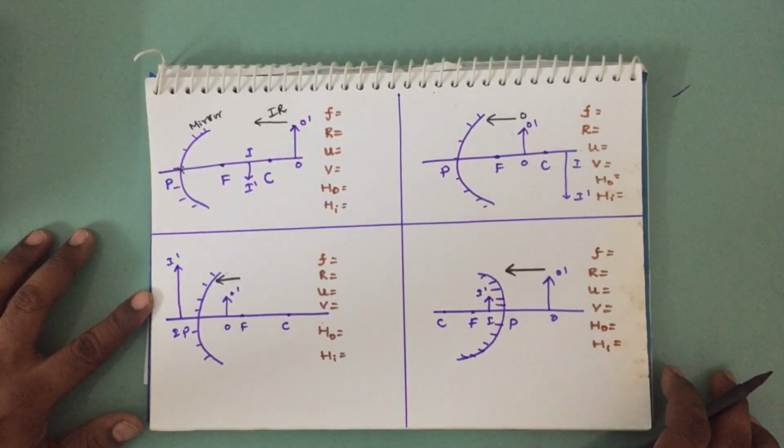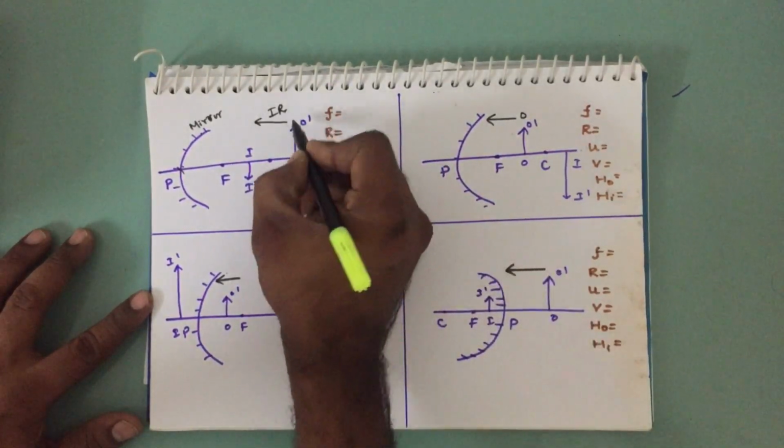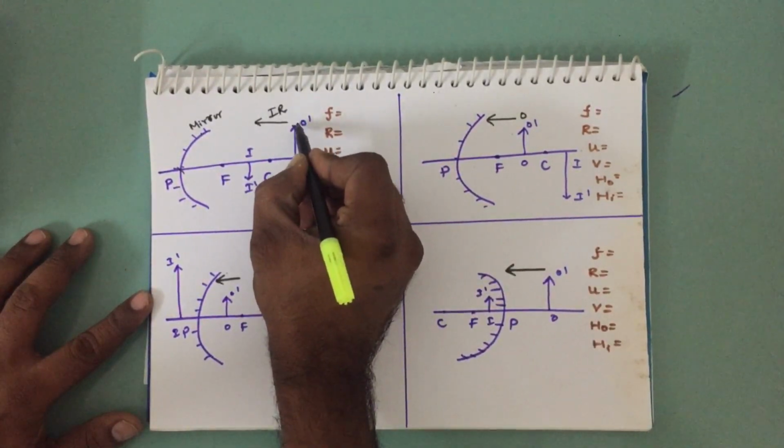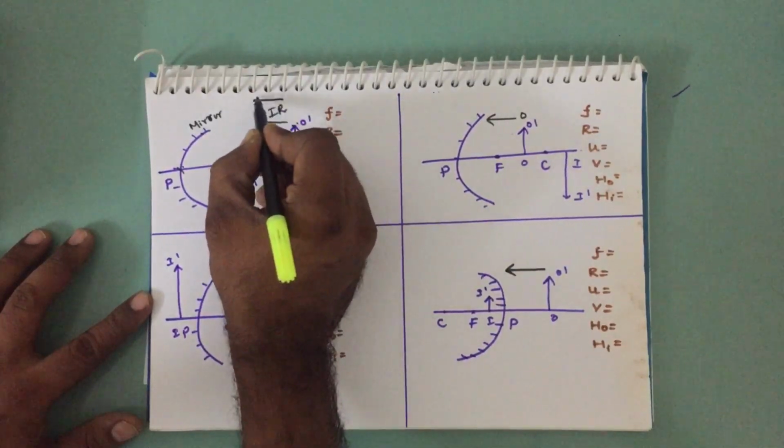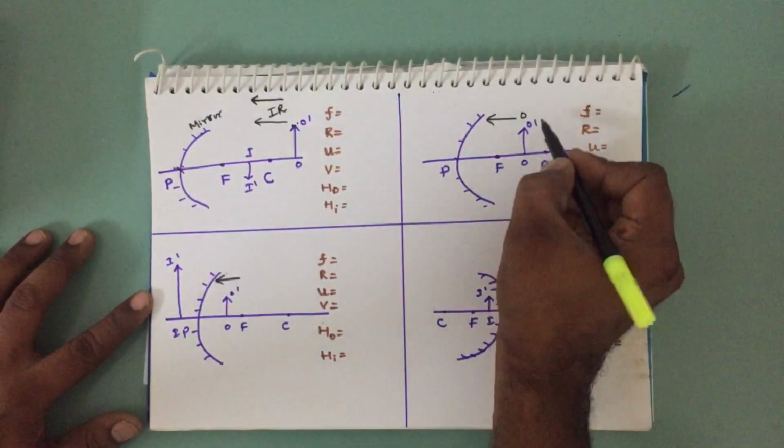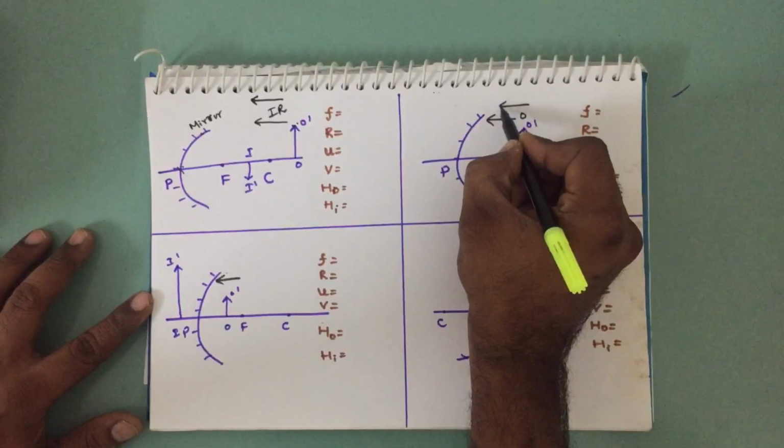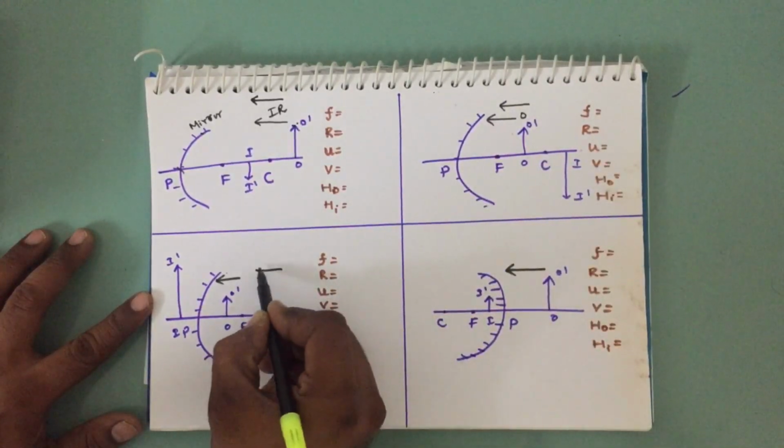So the first thing we need to do is identify the direction of the incident ray to apply the sign conventions. The direction of the incident ray will be from the object towards the mirror. So this is the direction of the incident ray. For every situation, the direction of the incident ray is from the object towards the mirror.